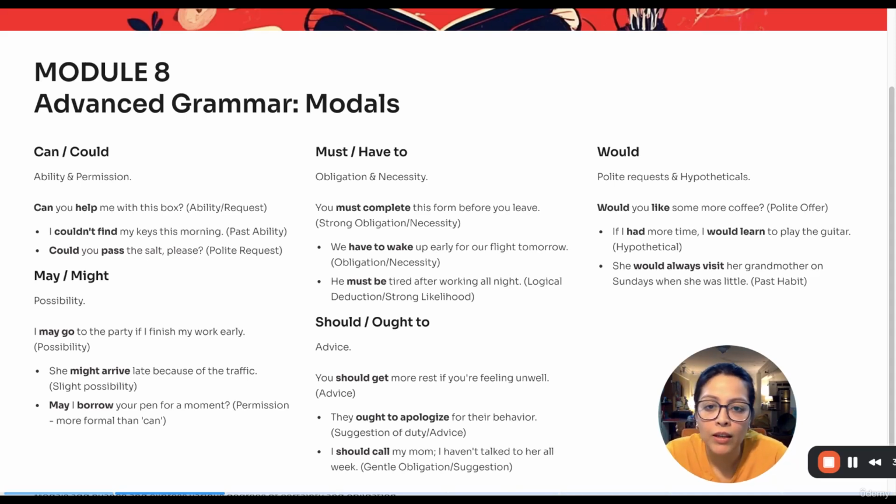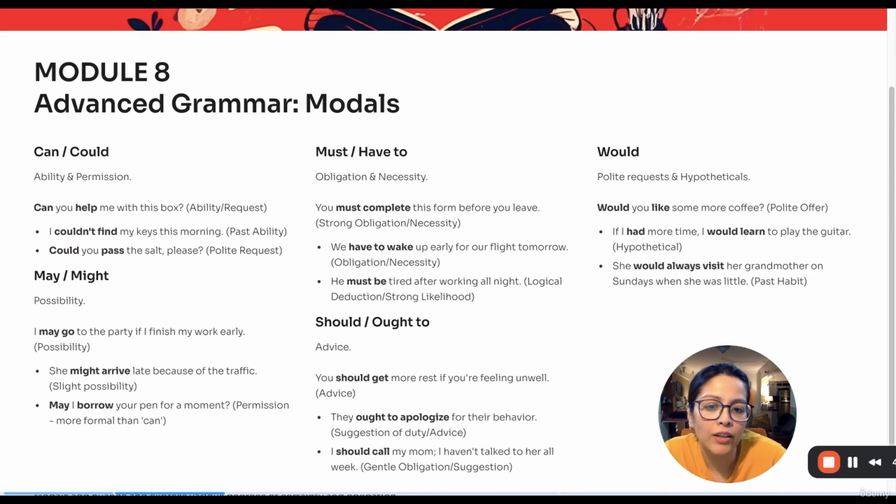Etc. Now, must and have to. Both must and have to are used for obligations, that you have to do something. You must complete this form before you leave. Strong obligation. We have to wake up early for our flight tomorrow. Obligation, necessity, but when you say must, it becomes a stronger obligation.